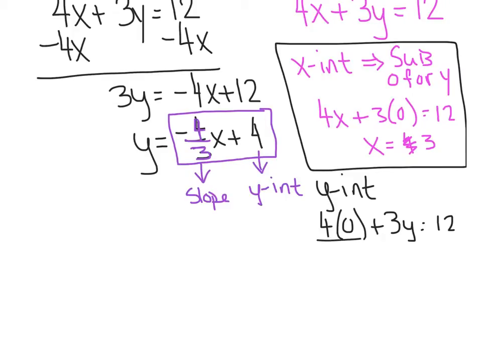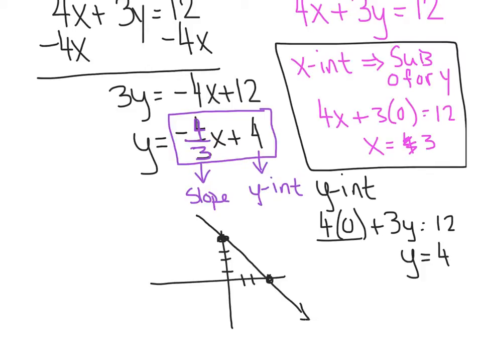And let's see, 4 times 0 is 0, divide both sides by 3, and you get y equals 4. And then what's nice about that is, you only need 2 points to graph a line. So you're saying, here's my x-intercept right there, and here is my y-intercept up here. Bada bing, bada boom, you're done. And that's the key. When we're graphing a line, all you need is 2 points.